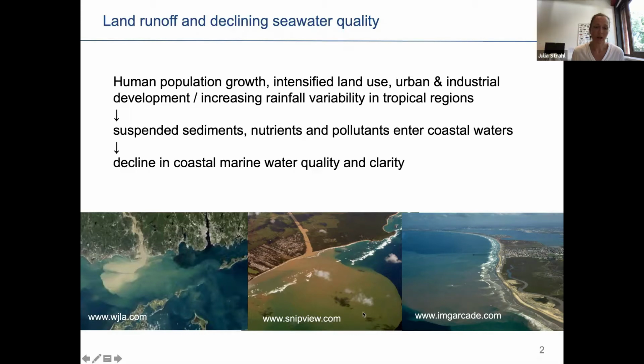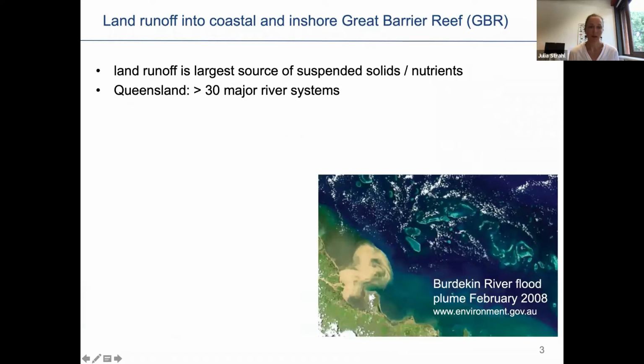So here you can see big flood plumes from rivers, and here pollutants and sediments entering the coast from smaller river systems. And this actually leads to a decline in coastal marine water quality and clarity. In the inshore Great Barrier Reef, land runoff is the largest source of suspended solids and nutrients. And along the coast of Queensland, more than 30 major river systems and numerous smaller river systems discharge their sediments and nutrients into the coast.